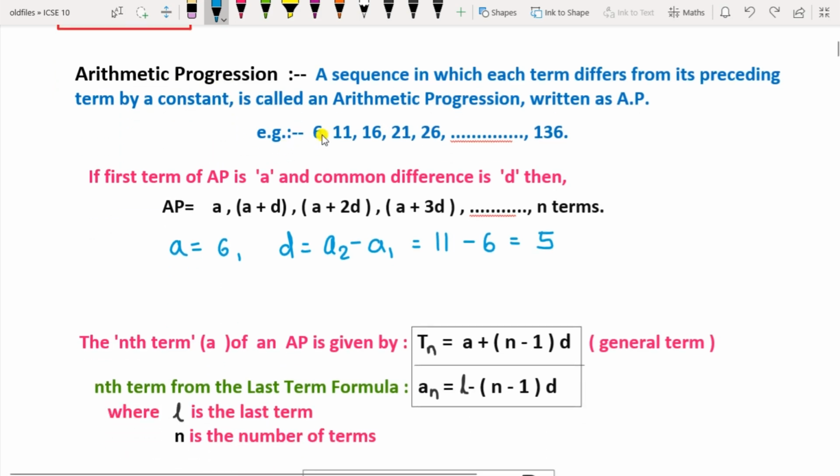Now from this arithmetic progression, the first term is termed as small a, and the difference between the terms is called the common difference, denoted by small d. So in general form the arithmetic progression will be: first term a, then we go on adding the difference, so a plus d, then a plus 2d, a plus 3d, and so on up to n terms.